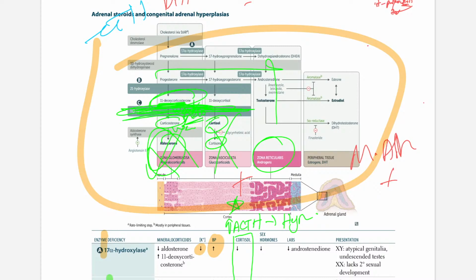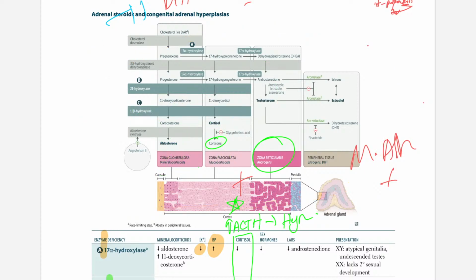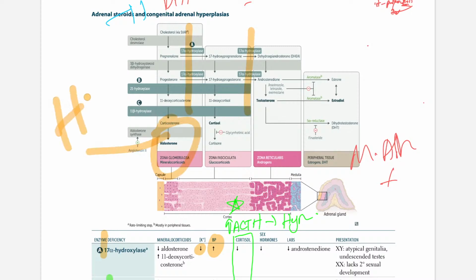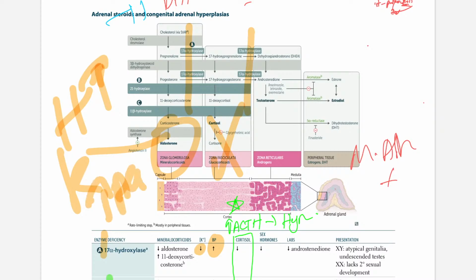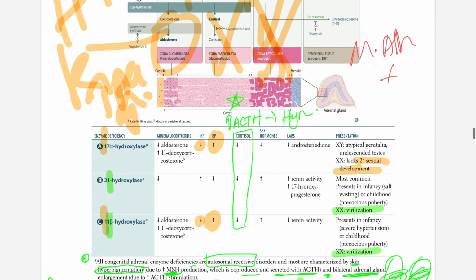You would just know off the top of your head that if you block 17 out, all you're getting is aldosterone. What is the normal function of aldosterone? Hypertension, low potassium. You're not making any cortisone, so you are going to cause an increase in ACTH and increase in cortisone. You're not making any androgens. When you're not making any androgens, you're going to lack the secondary sexual characteristics in females, and you're going to lack genitalia and androgenesis in males.